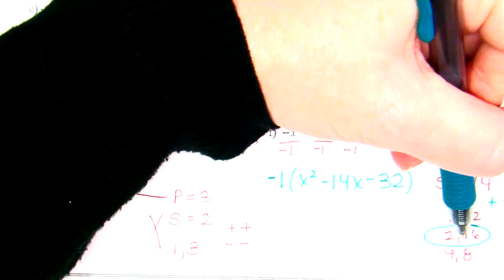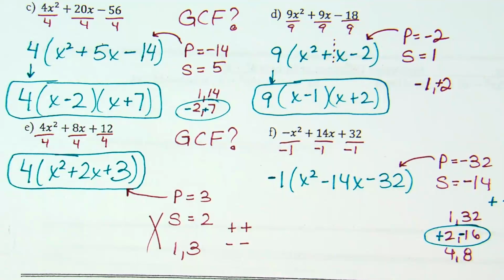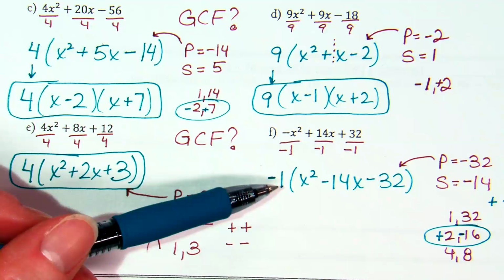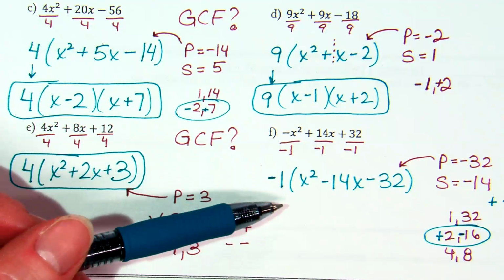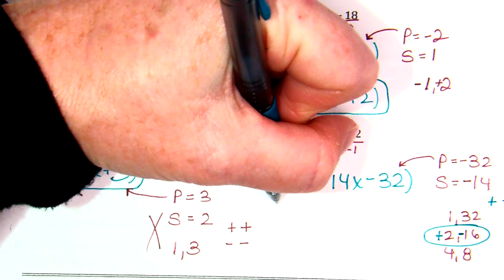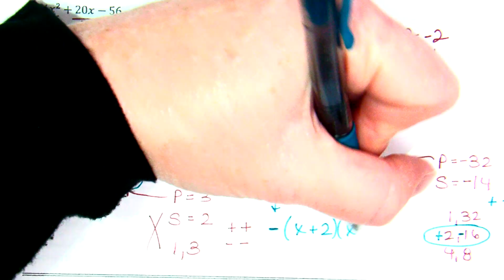14 is larger and negative, so 16 is negative. 2 is positive. Now, as I write my answer, the negative 1 out front carries down. Instead of writing negative 1, I'm just going to write a negative sign. Just realize that's equivalent. And then parentheses, x plus 2 and x minus 16.